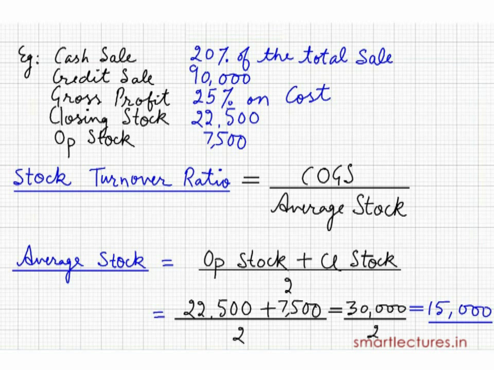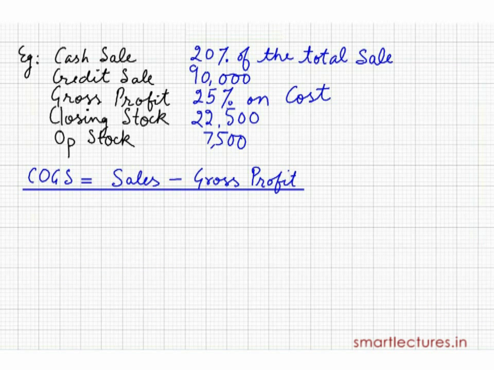Now we are looking for cost of goods sold. In the given information, cost of goods sold is not given, but there is so much other information that can help me reach cost of goods sold. So cost of goods sold is equal to sales minus gross profit, because we can calculate sales as well as gross profit on the basis of the given information.